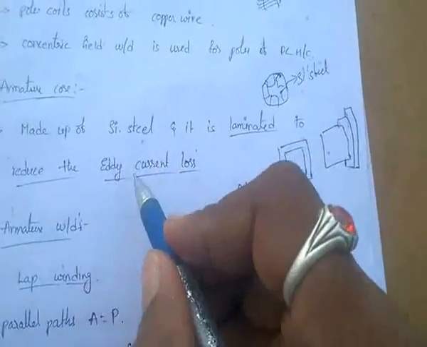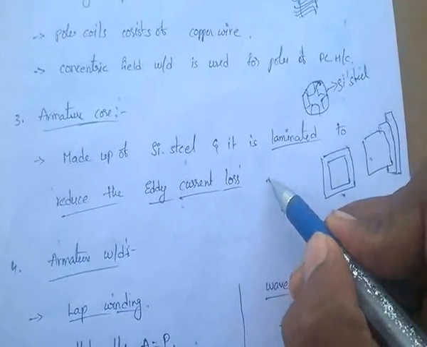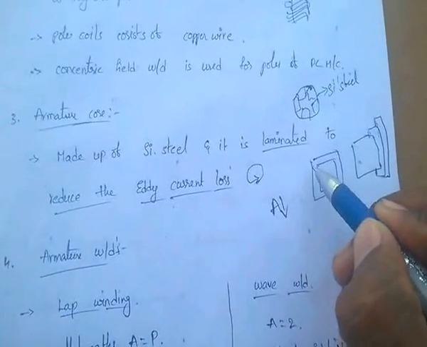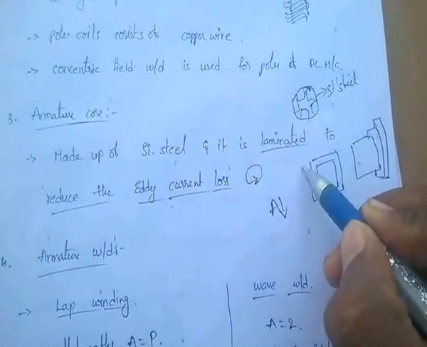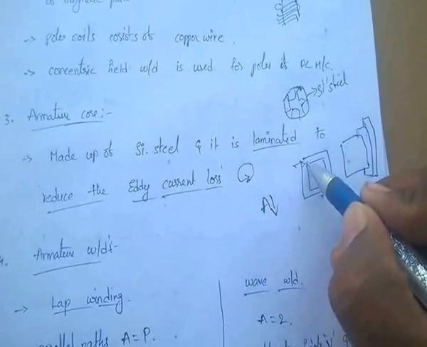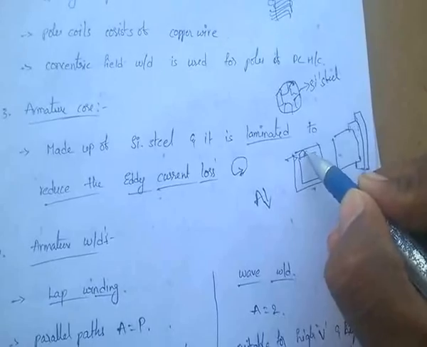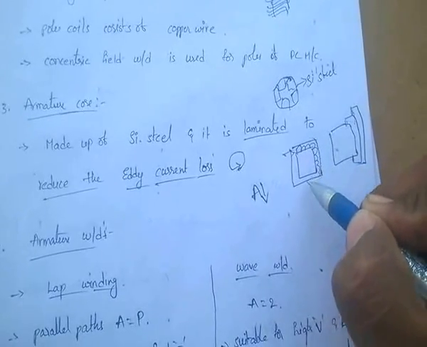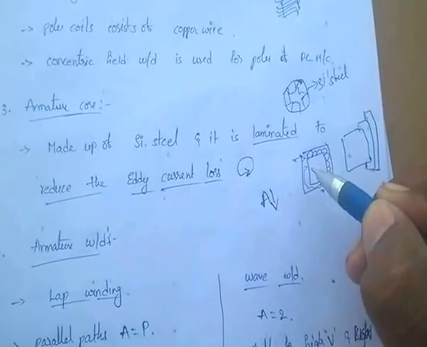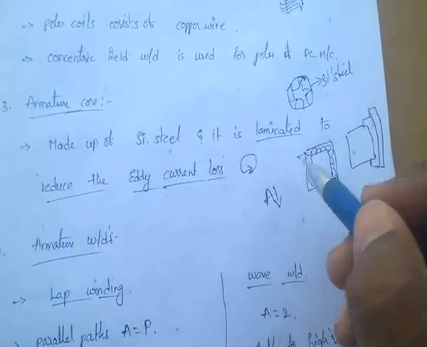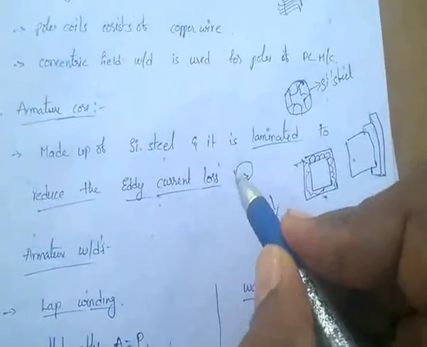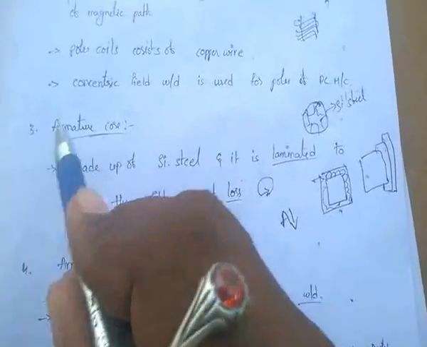Eddy current losses means circulating current losses. When AC is applied to a single core, the currents which are circulated within the core are called eddy currents. Due to these eddy currents, some loss occurs. These losses are called eddy current losses. To reduce them, we have to provide laminations to the armature core.